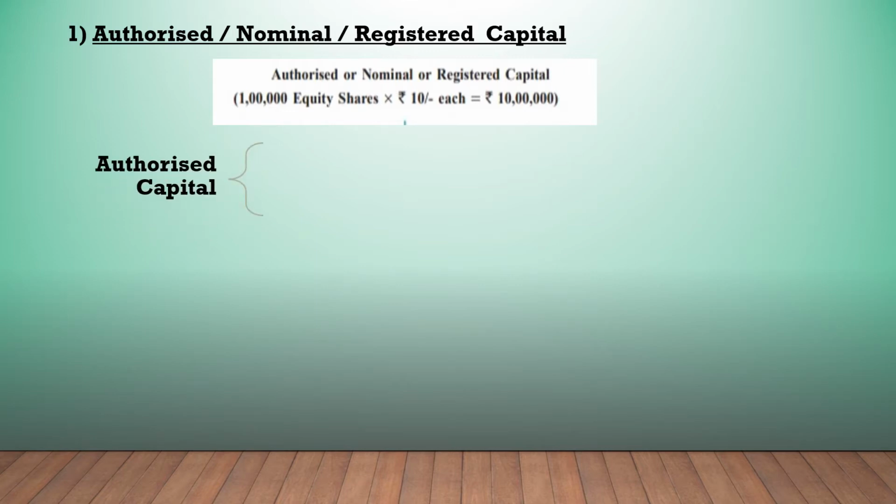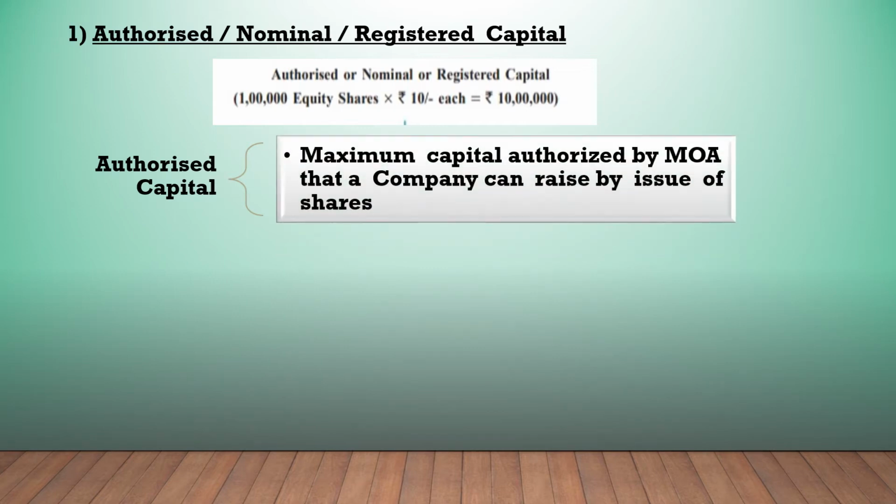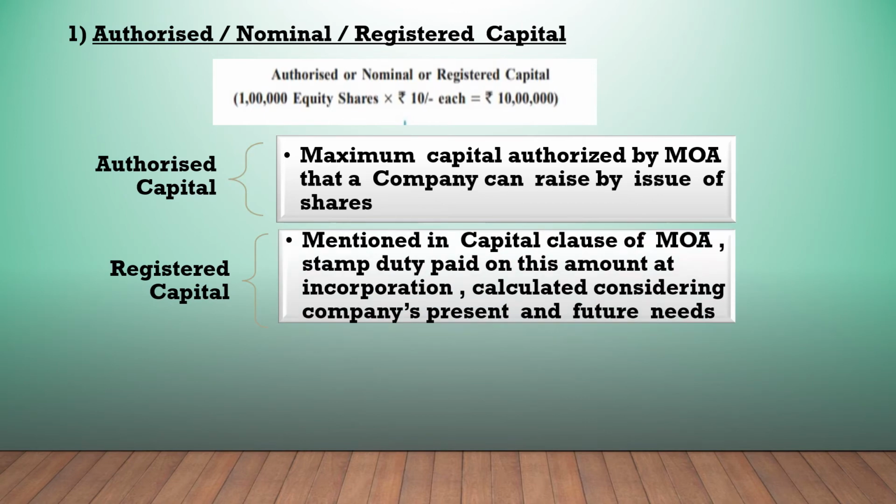Firstly, it is called authorized capital because it is the maximum amount of capital for which shares can be issued by the company to shareholders. It thus means that a company cannot raise share capital beyond this amount, which is clearly stated in the Memorandum of Association. Secondly, it is called registered capital because it is mentioned under the heading of capital clause in the Memorandum of Association, which means that this amount is decided prior to incorporation of the company.